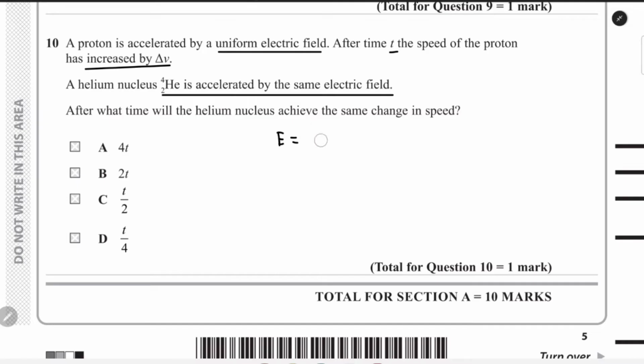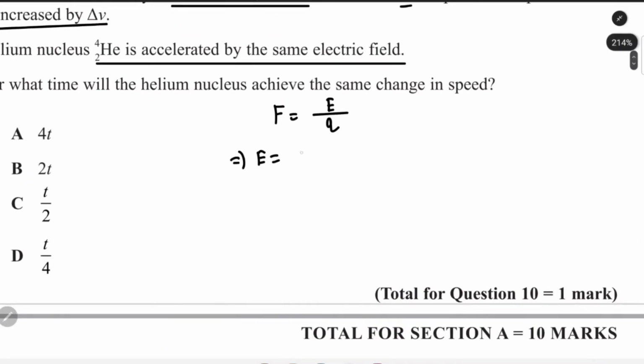The electric field strength, now we can relate this to the force. So I'll start with the force being equal to the electric field strength times the charge. Now if I make the electric field strength the subject, I'll be left with, the force is E times Q. The electric field strength is the force divided by the charge.